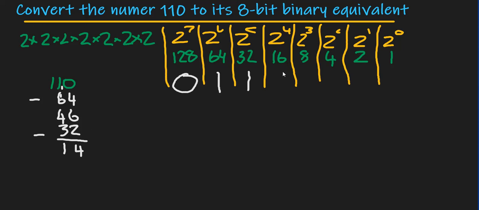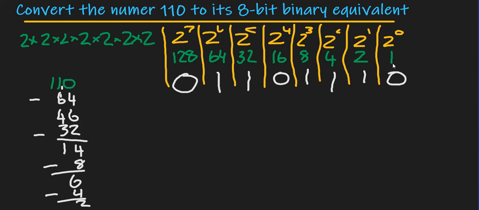16 is too big, it does not go into 14, so it gets a 0. 8 can go into 14, so we use that, and we're left with 6. So that was minus 8, and we're left with 6. 4 does go into 6, so we'll use the 4. Subtract the 4, so minus 4, and we're left with 2. So we'll use that 2, we've got nothing left. So the last place is a 0. Now, we knew this last place would be a 0 because our number is even. It's only if it's an odd number that you would have a 1.